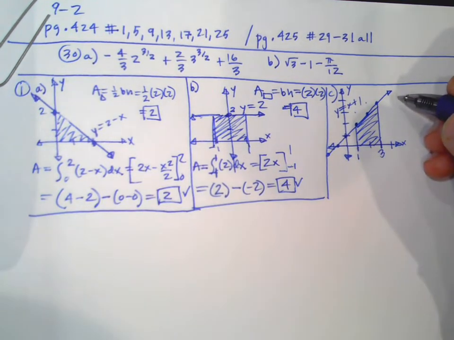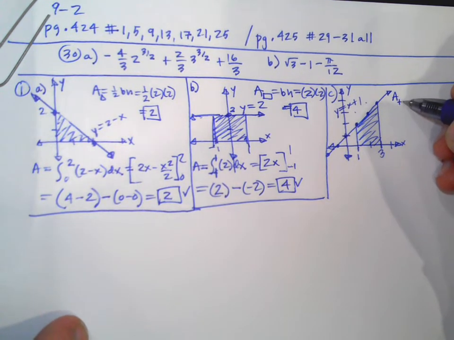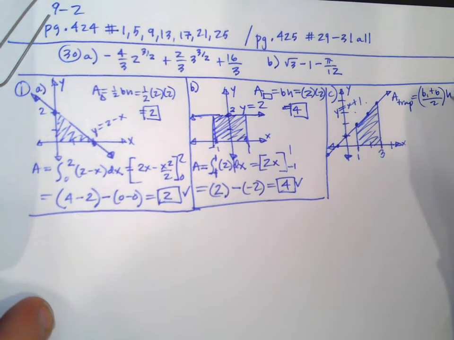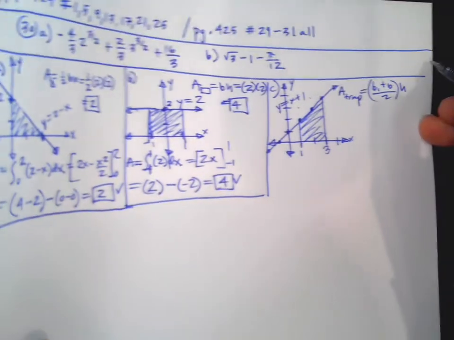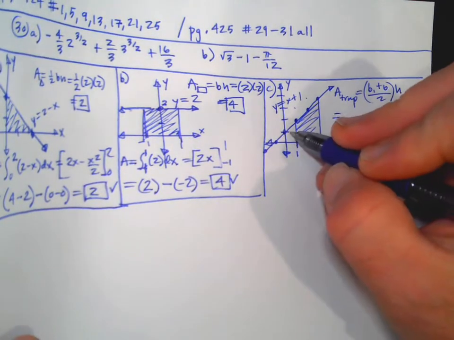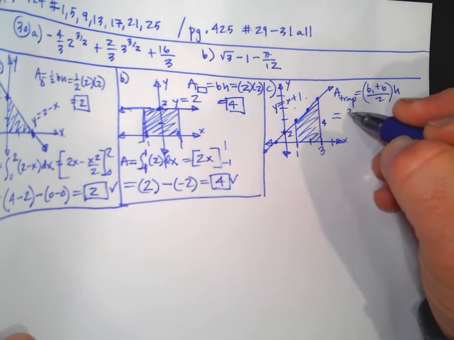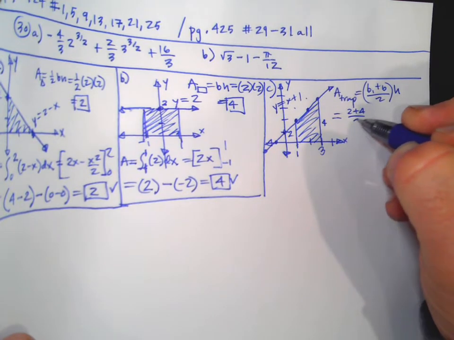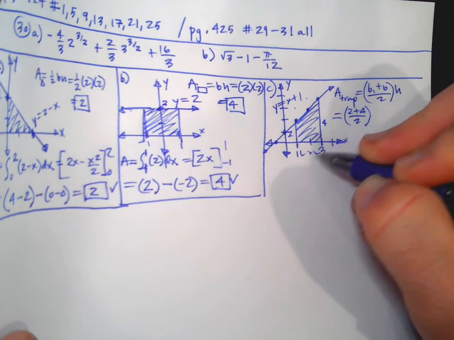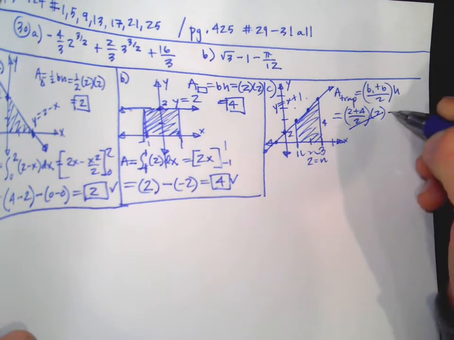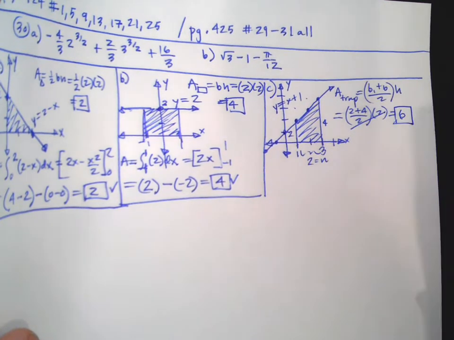Now, using geometry, I would use a trapezoid, which we've said is the average of the bases times the height. It's just like a rectangle, base times height. So the bases are 2 and 4. Average of the bases, 2 plus 4 over 2, times the height, which is 2. And so the answer is 6.